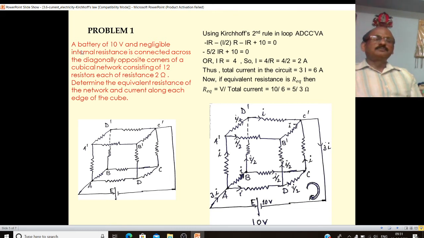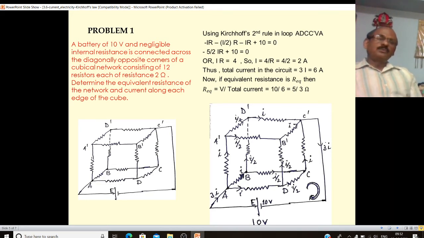Now let us take a problem. A battery of 10 volt and negligible internal resistance is connected across the diagonally opposite corners of a cubical network consisting of 12 resistors, each of resistance 2 ohm. Determine the equivalent resistance of the network and the current along each edge. Here see the diagram. It is a complicated problem. We can't say it is in series or in parallel.